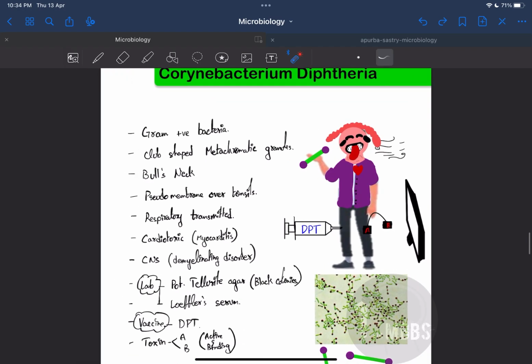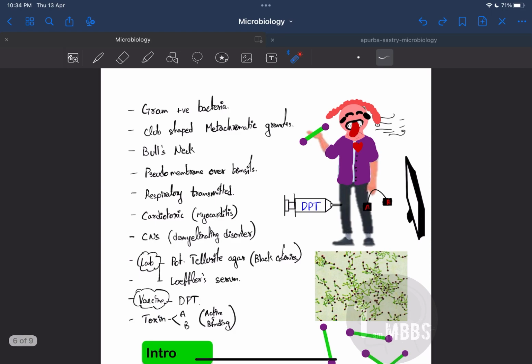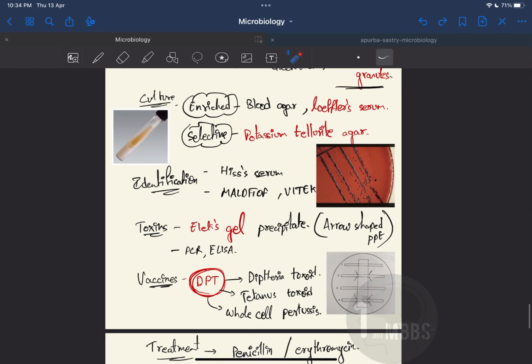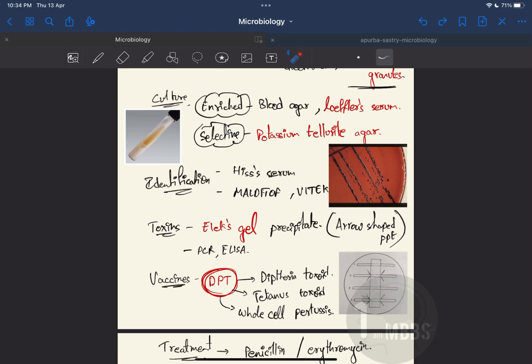I have kept a characteristic tongue sticking out to represent licking: lick, Elek. Can you get it? Lick, Elek's gel precipitate. Okay, I think you got it. Elek's gel precipitate is mainly an in vitro test for the virulence factor of different strains of bacteria.